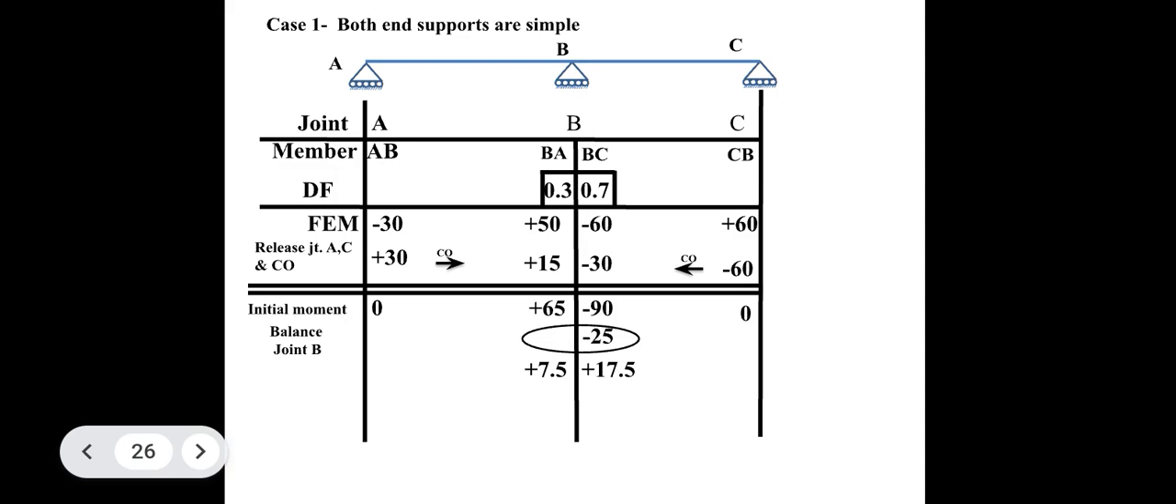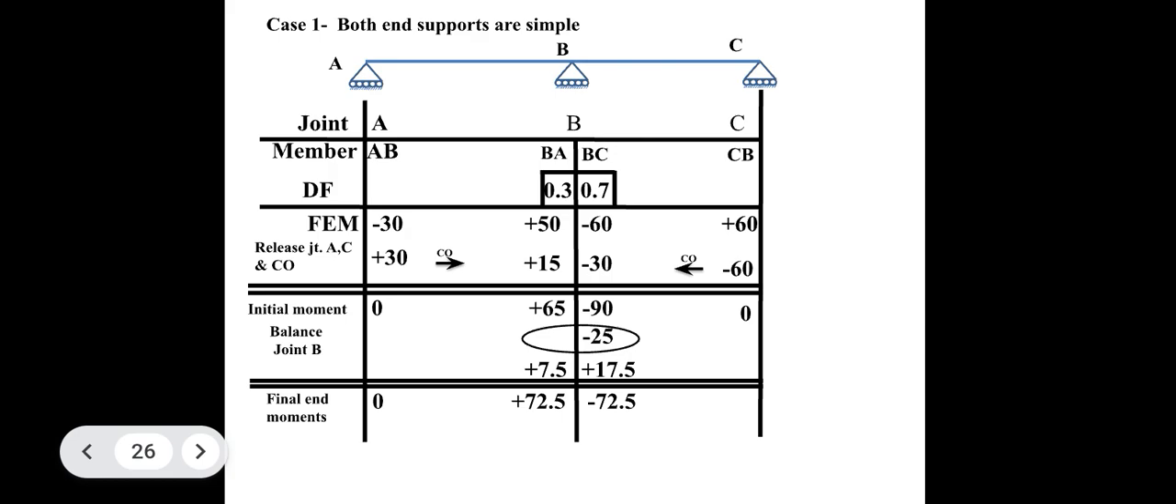Here you can observe that far end of B is A, which is simple, carryover is not possible. Far end of B, which is C, that is also simple, carryover is not possible. And in this step we have balanced the joint, and therefore we can go for final end moment. And you can observe moment BA and moment BC are equal in magnitude, opposite in direction. So this is the table for moment distribution to span where both ends are simple support.